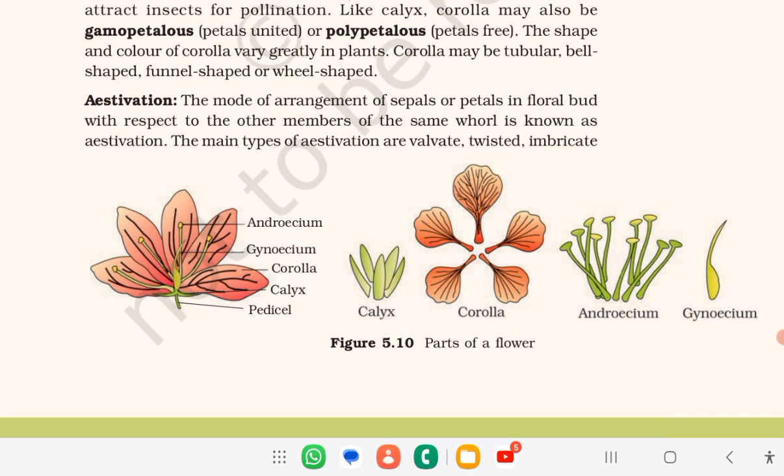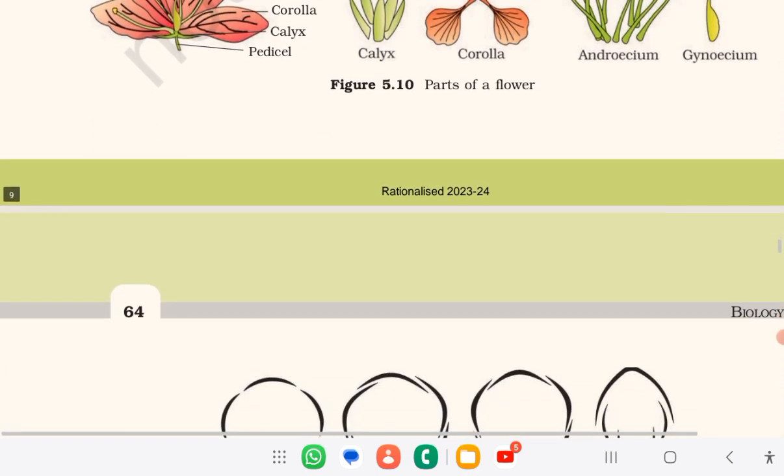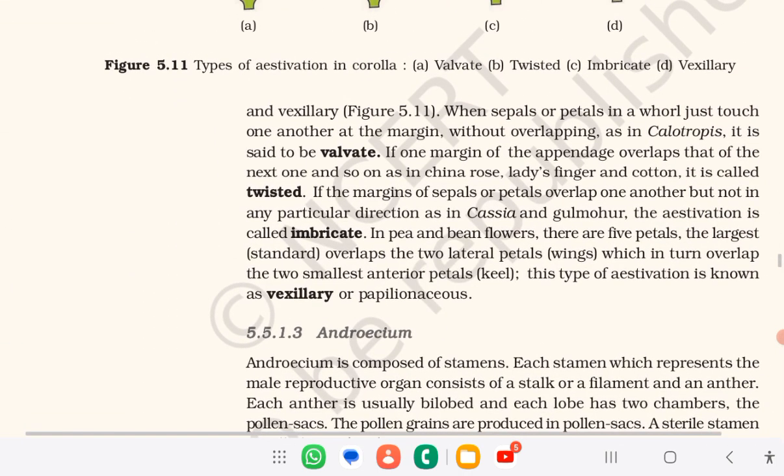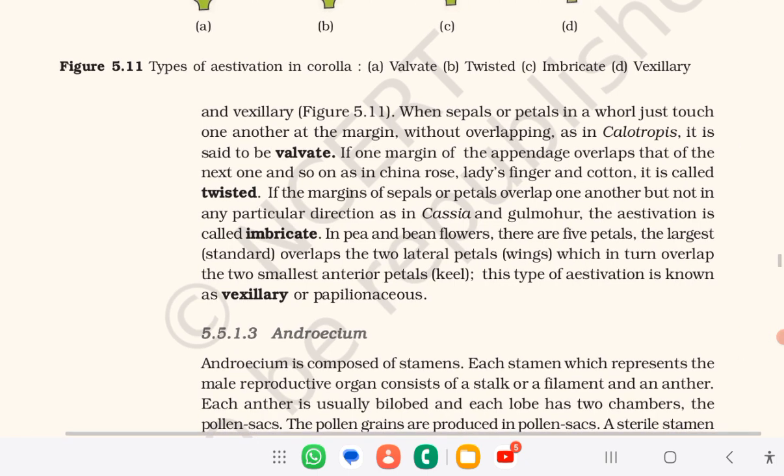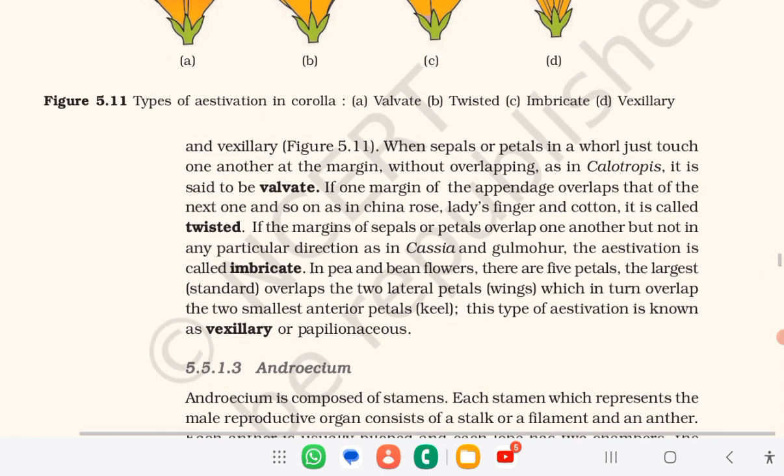Estivation. The mode of arrangement of sepals or petals in a floral bud with respect to other members of the same whorl is known as estivation. The main types of estivation are valvate, twisted, imbricate, and vexillary. Refer to figure 5.11.